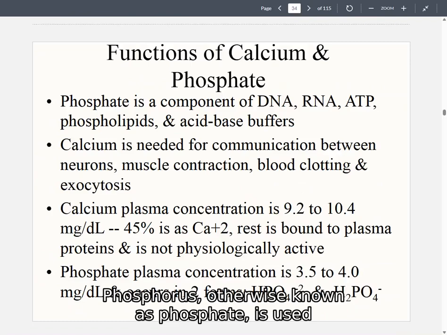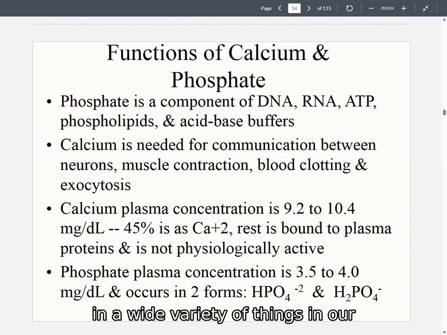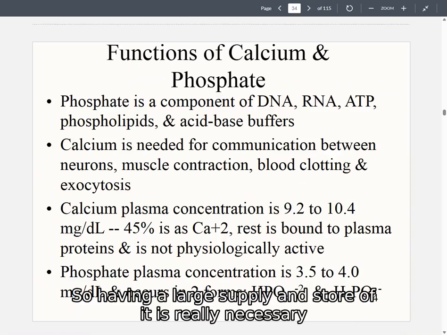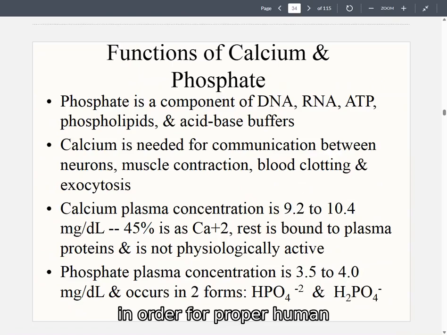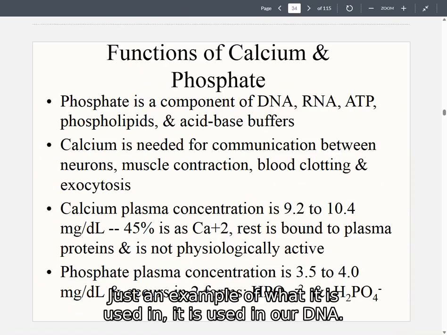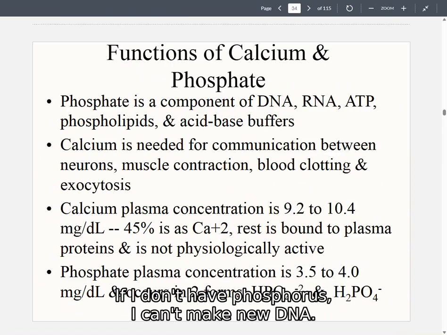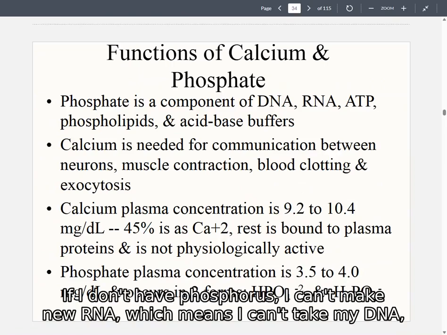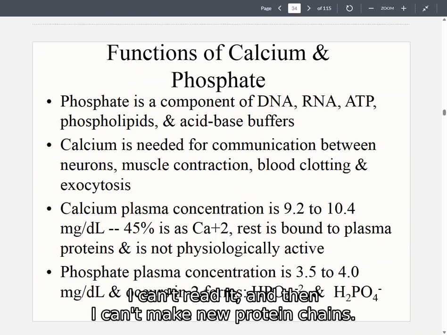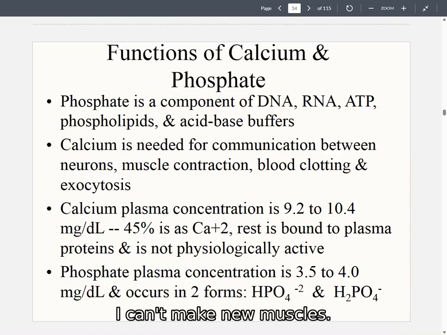Phosphorus, otherwise known as phosphate, is used in a wide variety of things in our body. So having a large supply and store of it is really necessary for proper human organism functioning. Just an example of what it's used in: our DNA. If I don't have phosphorus, I can't make new DNA. If I don't have phosphorus, I can't make new RNA, which means I can't take my DNA, I can't read it, and then I can't make new protein chains. I can't make new muscles. I can't make new cells. I can't make new bone. I can't do anything.